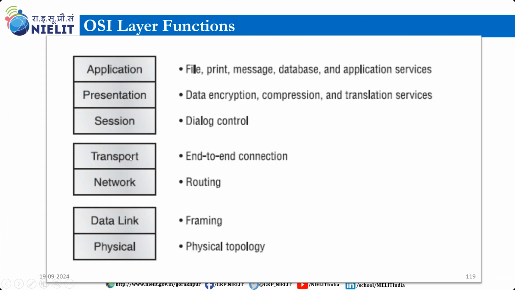Okay. So the network layer is responsible for routing. Data link layer is for framing, physical for physical topology. So this is the ending of the OSI reference model, and this model does not actually exist practically. It exists on paper. You can refer to the ISO OSI reference document on the ISO website.